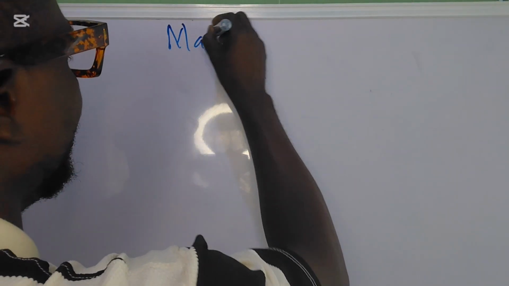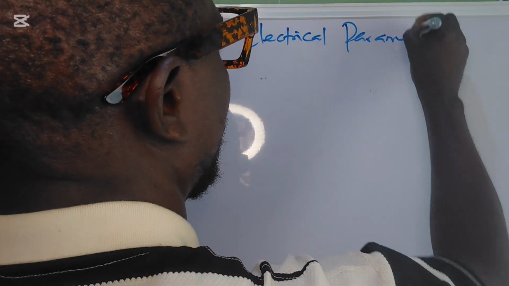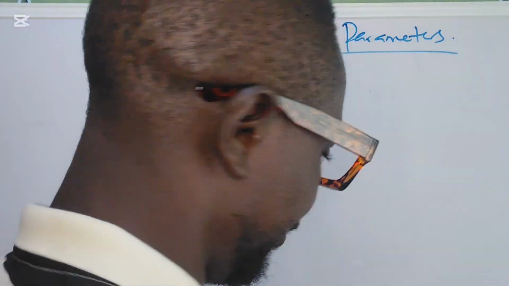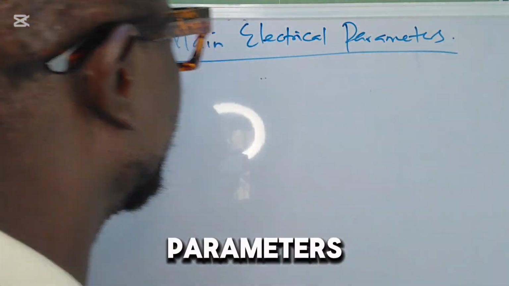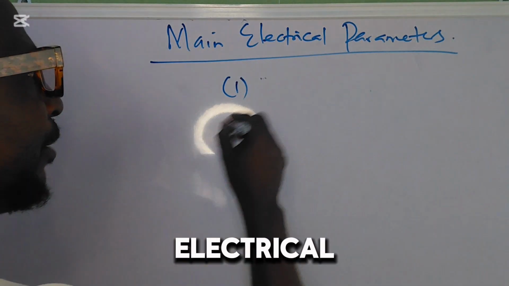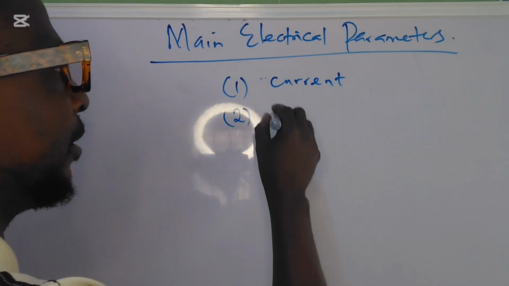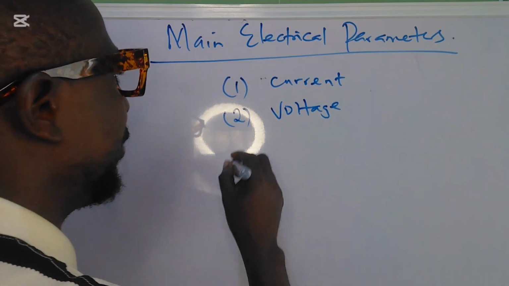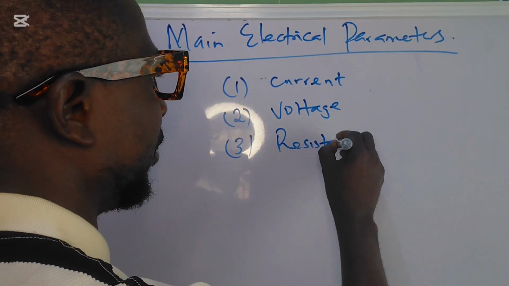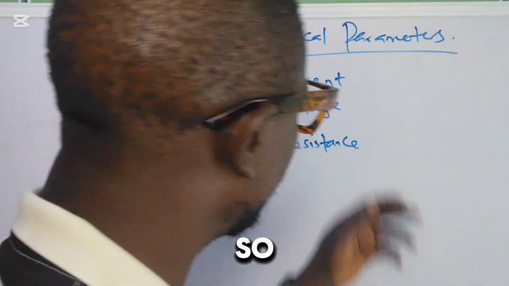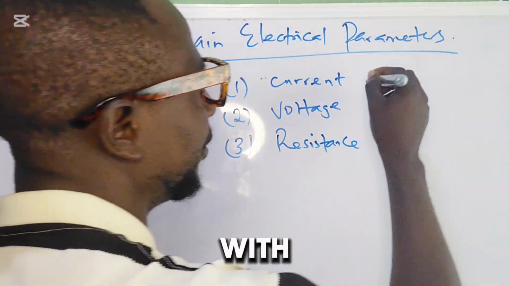Main electrical parameters. So we have three main electrical parameters. The first one is the current. The second one, the voltage. The third one, the resistance. So these are the three main electrical components. So we will be starting with current.